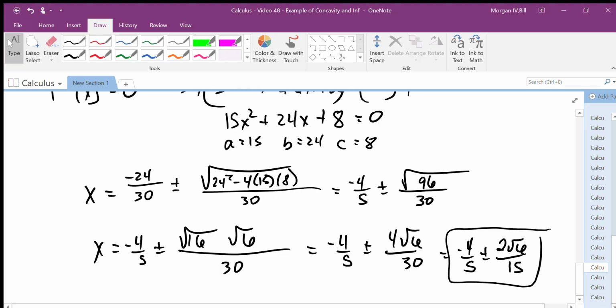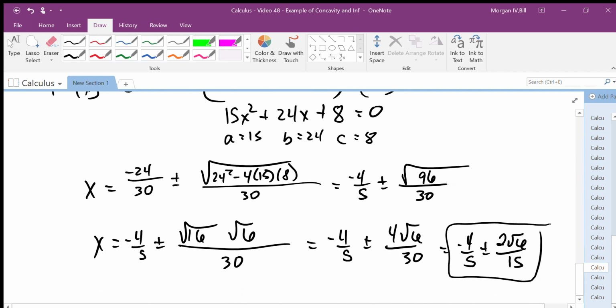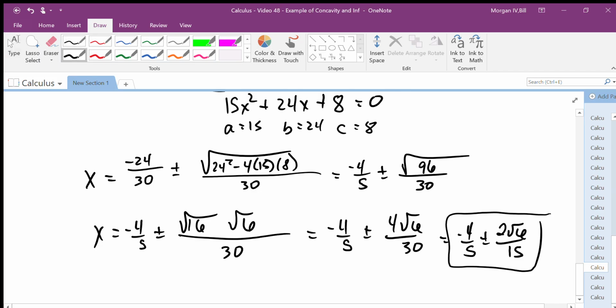Alright, what I have found is the values of x such that the second derivative is equal to 0. These are my would-be critical points, but we're in the second derivative here, right? So these are kind of like possible inflection points, we might call them. They'll be inflection points if the concavity changes sign at those points, if it goes from concave up to concave down, or concave down to concave up. Now, I like the exactness of this answer, but really a decimal would work just fine here.